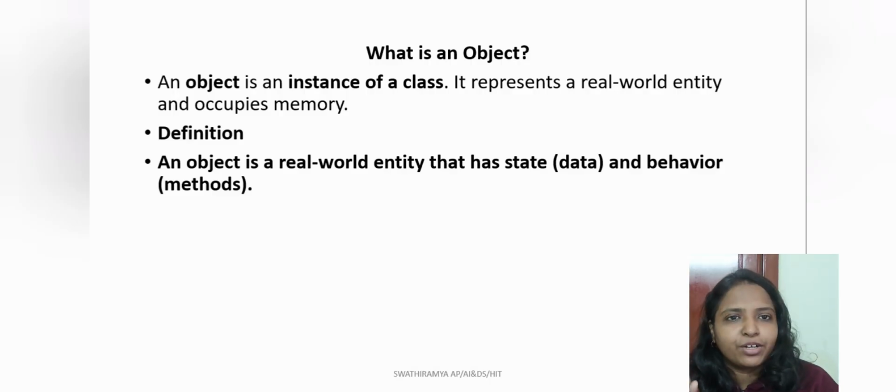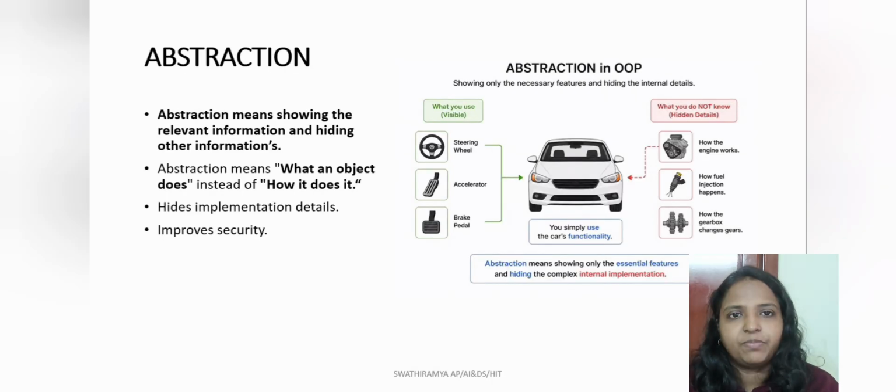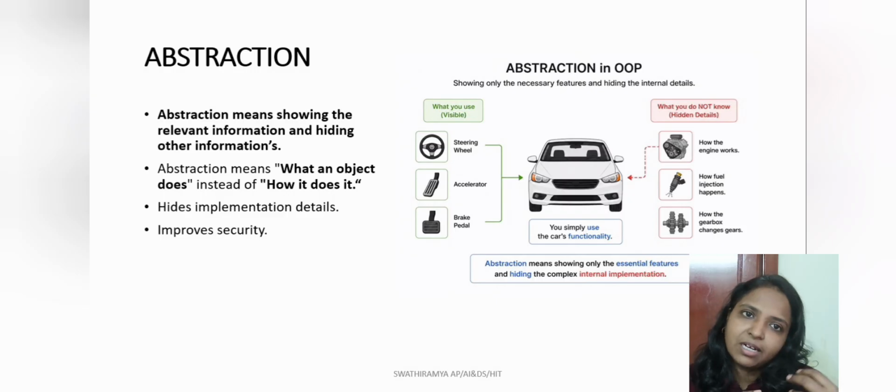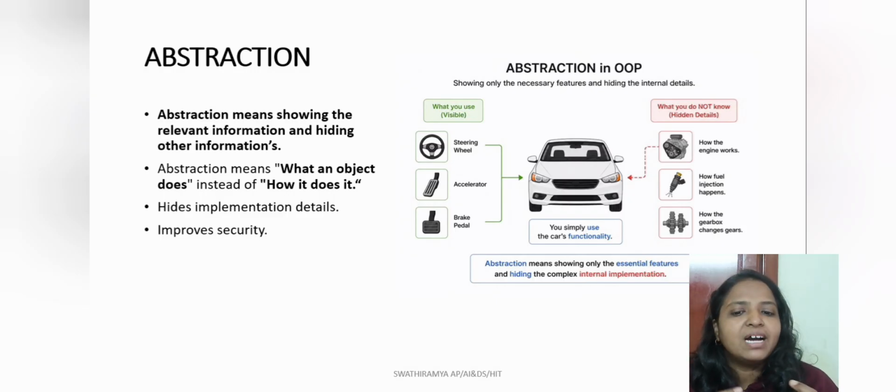So the next important concept of object oriented programming is abstraction. Now let's try to understand what abstraction is. Abstraction means showing the relevant information and hiding the unnecessary implementation details. A simple way to remember abstraction is what it does rather than how it does it. It will tell you what it will do, but it will not tell you how it is done. Right? This is a simple way to understand abstraction.